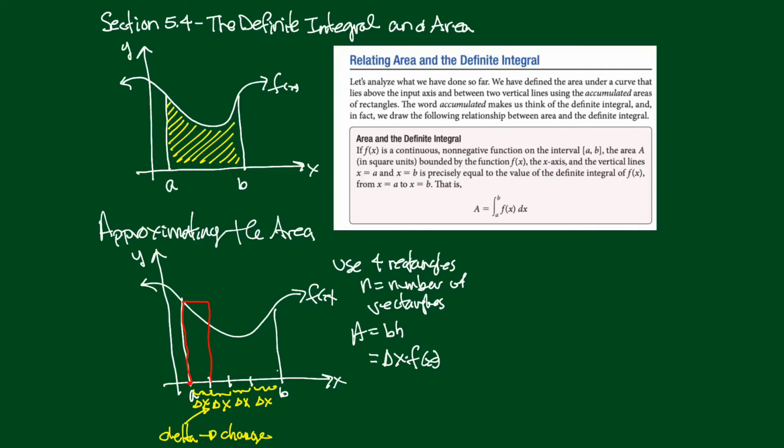So I've got a rectangle with this base, and what height? The height is the length up to that function value. So it's delta x, the base, times the height, which is f of x. Delta x, f of x. But what I want to do, of course, is get the area of this rectangle, and then this one, and this one.